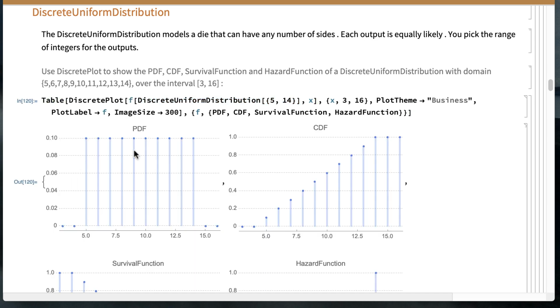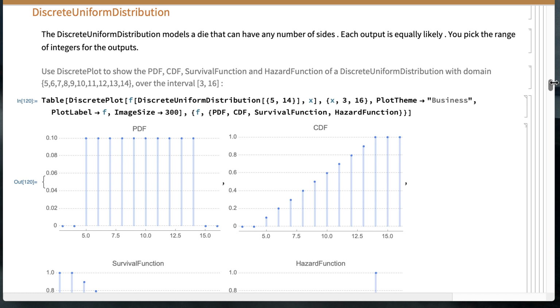So here's what our PDF looks like. All the possibilities are equal. Here's what our CDF looks like. If you ask me what's the probability that the output of our distribution is 15 or less, well, that's 100%. If you ask me is it at 4 or less, it's going to be 0. And it just steadily climbs in a linear way between those two extremes.